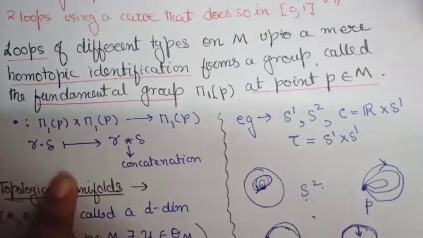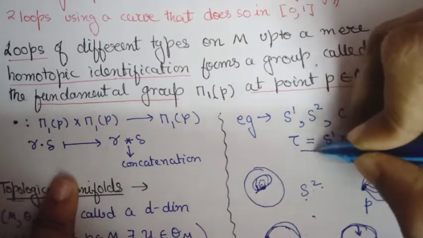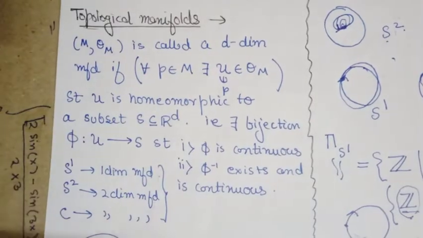So let's leave it at that. Similarly, you can draw loops in cylinders and torus. The torus one will again be isomorphic to this Z. So anyway, let's move on to the next topic.